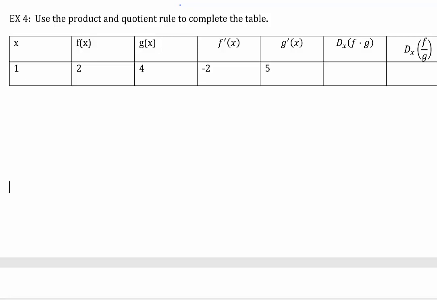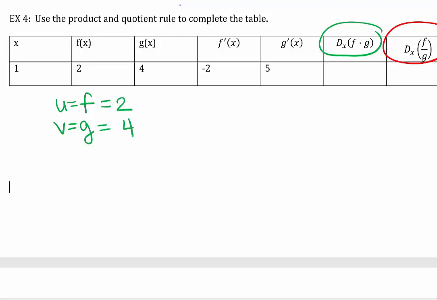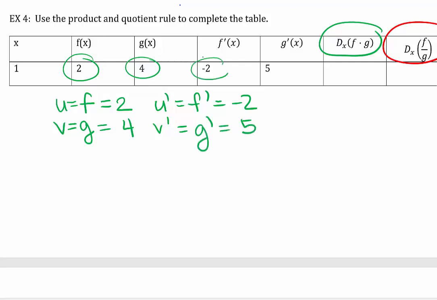So basically in this table, they are asking us to find the derivative of a product and then the derivative of a quotient. For our product, they're saying that the u is function f and the v is function g. So at x equal 1, my u would be that value 2, and my v, g, is that value 4. I just read those numbers right off the table. I can get my u prime and my v prime from that table as well. U prime would be the f prime, or negative 2. V prime is g prime, or 5. Again, just reading those numbers off the table.